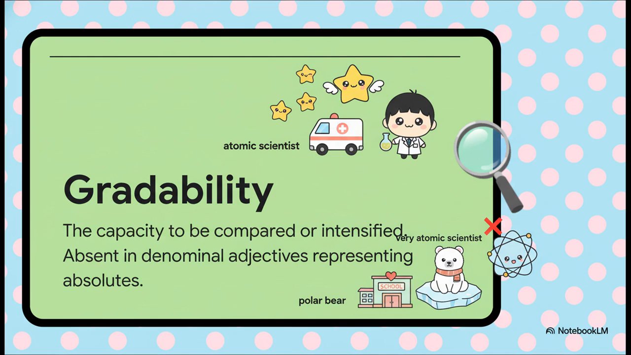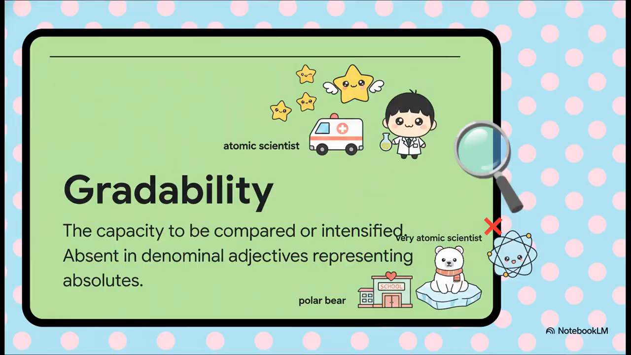Next up is gradability. This is basically the capacity of an adjective to be put on a scale, to be compared or intensified. Now, most adjectives are gradable, right? You can be very happy or happier. But pay close attention to denominal adjectives. These are adjectives derived directly from nouns. They are notably non-gradable because they represent absolute categories. Take the phrase atomic scientist, for example. You cannot be a very atomic scientist. The exact same goes for a medical school or a polar bear. You either belong to that category or you don't.